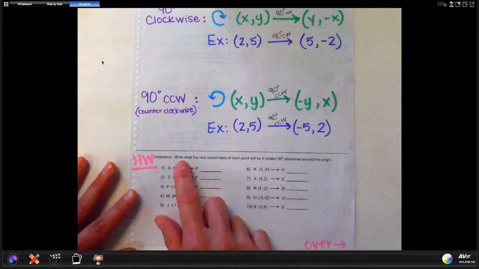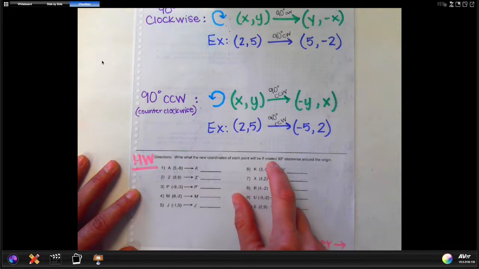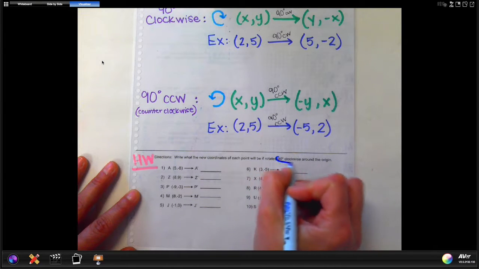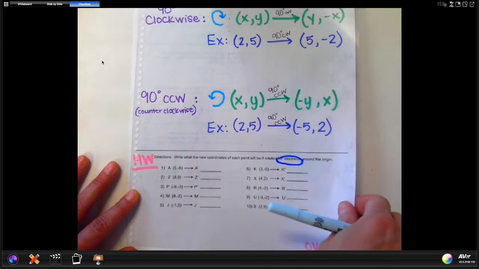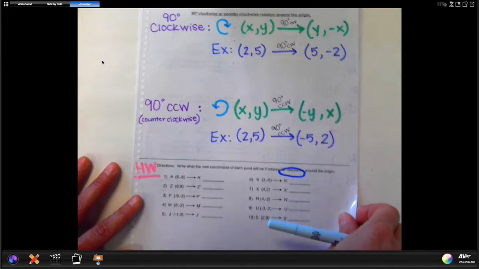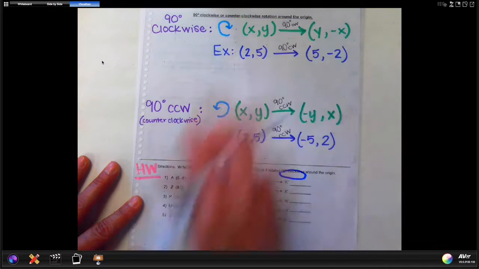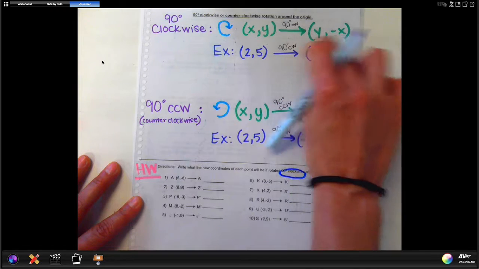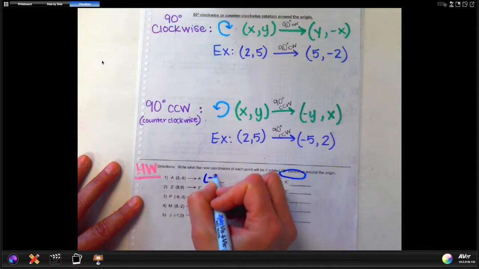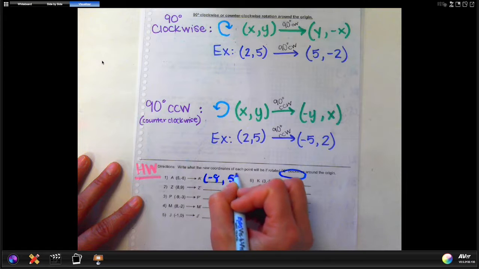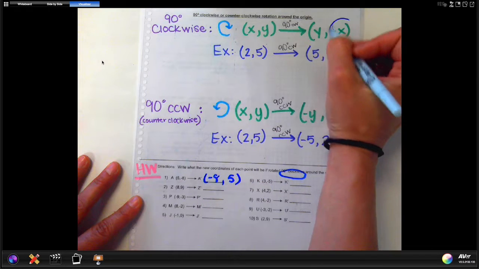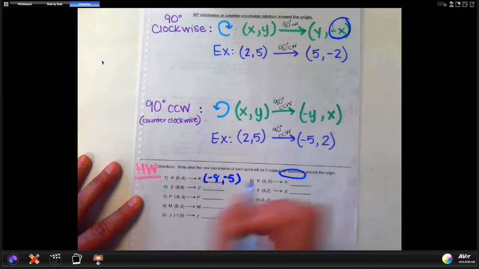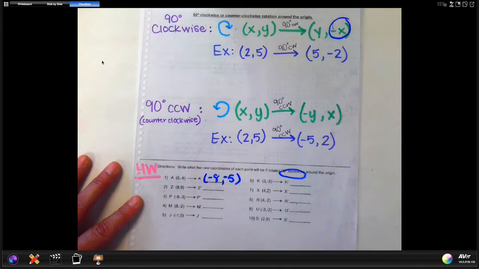It says, write what the new coordinates of each point will be if rotated 90 degrees clockwise. So that is an important thing. 90 degrees clockwise is going to tell us what notes we should be working with, okay? And so we need to be working with these notes. So starting with 5, negative 8. Well, it tells us we're going to switch the coordinates around. So negative 8 will be first, and 5 will be second. And it also tells us right here that that second coordinate has to be opposite. So we get negative 8, negative 5.